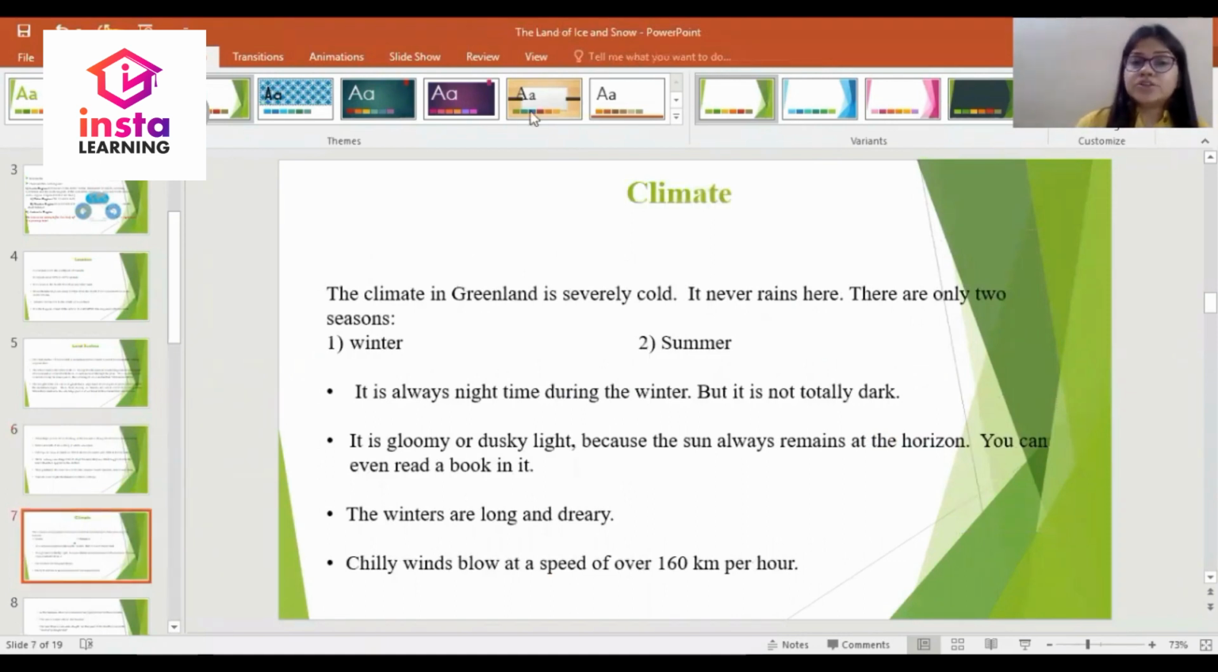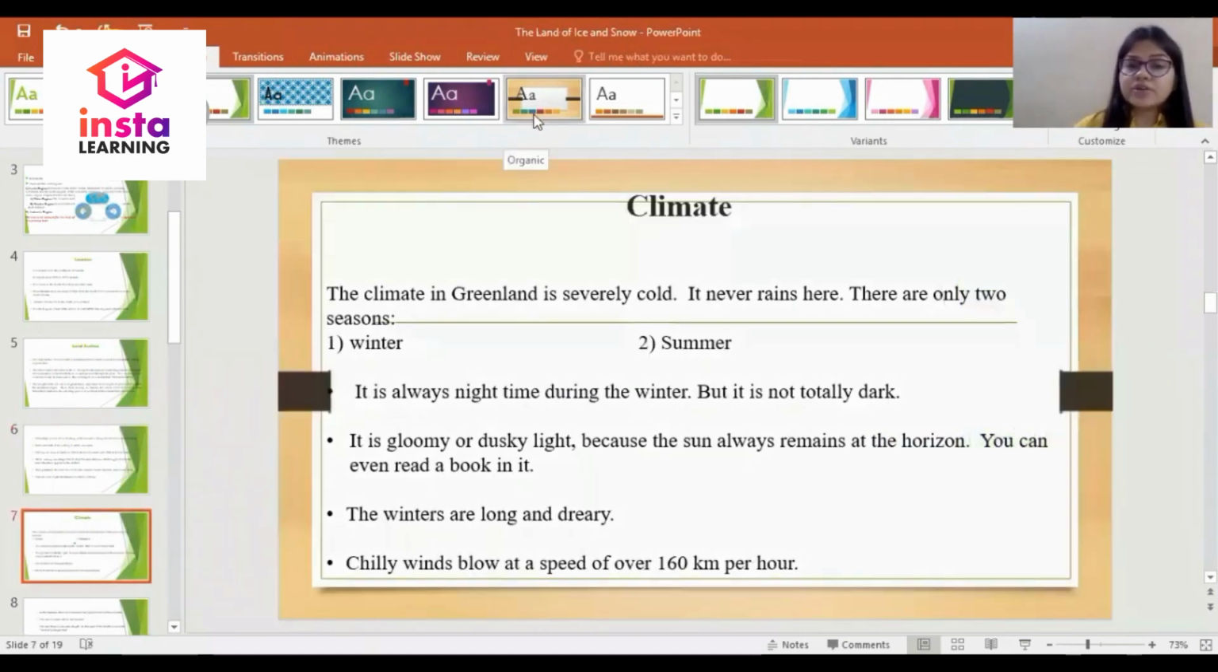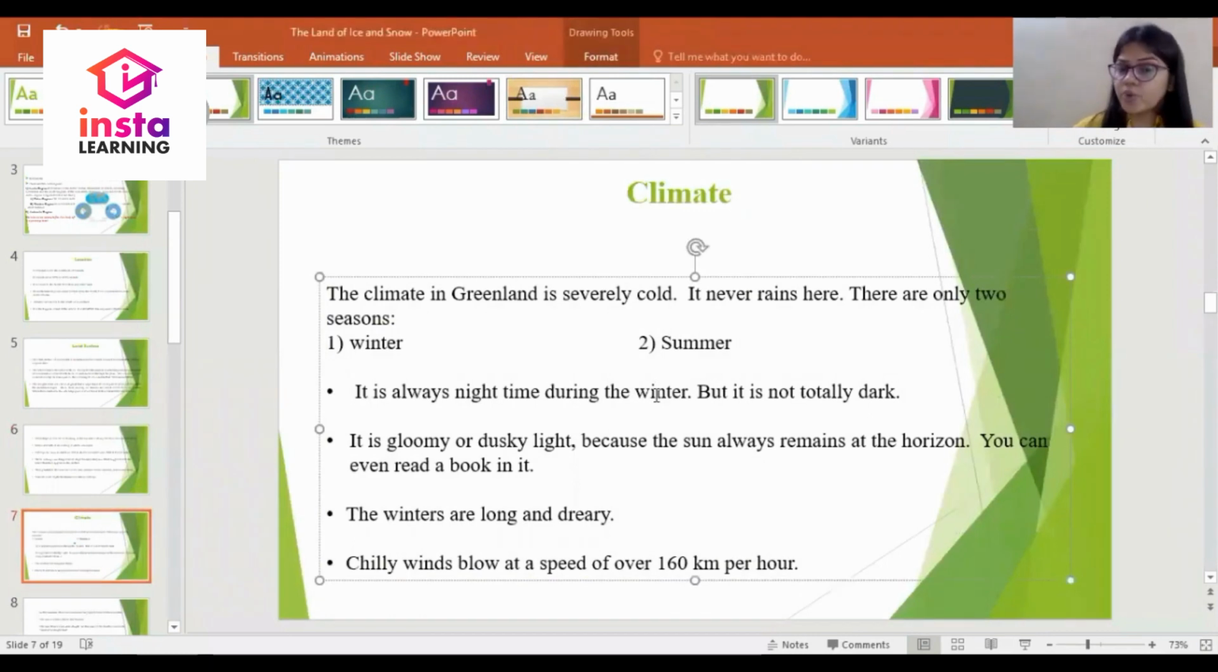climate. Dear student, the climate in Greenland is severely cold. It never rains here. There are only 2 types of season, as you can see on my screen, winter and summer. It is always night time during the winter, but it is not totally dark. It is gloomy or dusky light because the sun always remains at the horizon. You can even read a book in it.